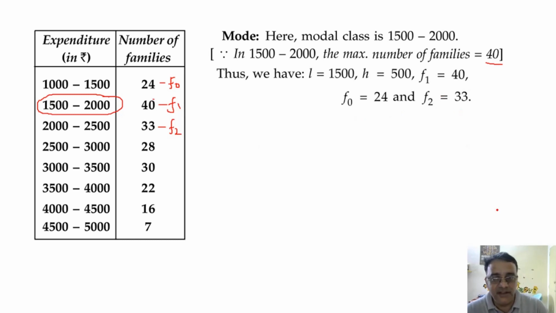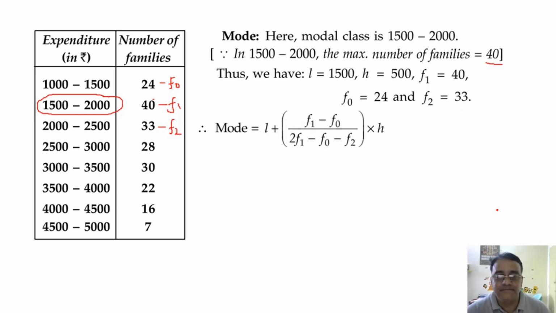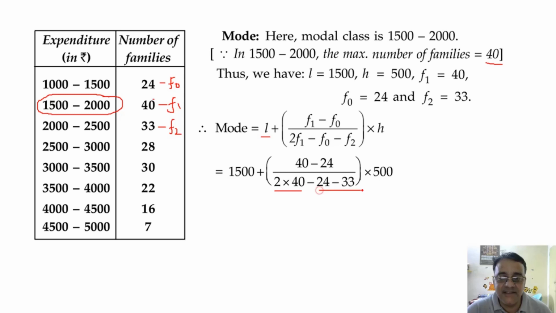After this we have to write the formula. Now substitute all the values. 1,500 plus 40 minus 24 upon 2 into 40 minus 24 minus 33. So this will become 80 minus 57 and this will become 16. So 1,500 plus 16 upon 80 minus 57 into 500.